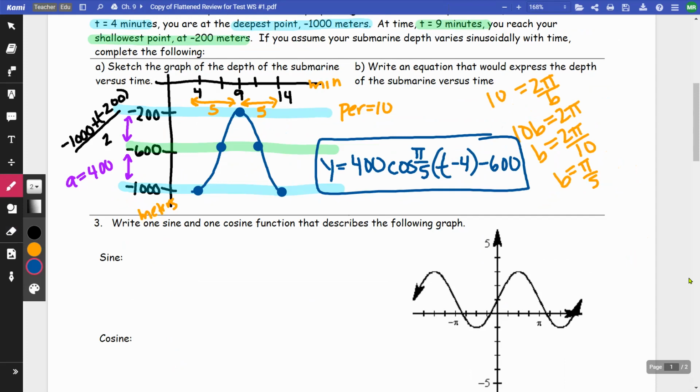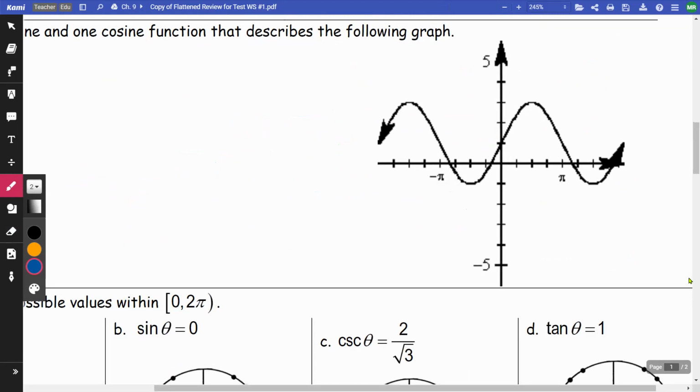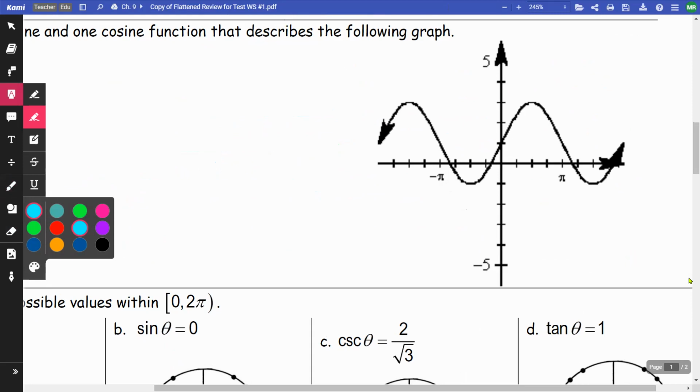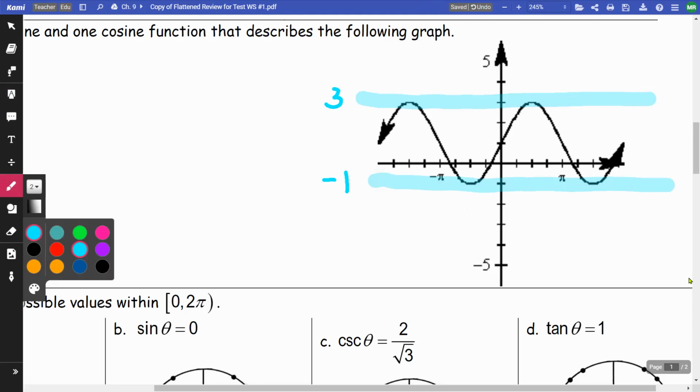On number 3, what they want to do is write one sine and one cosine for the following graph. So what I'm going to do is, first off, look for my highs and lows. My high is right there. My low is right there. And real quick, my high looks like it's at 3, my low is at -1. So if I average those, I'm going to get a 2, and 2 divided by 2 is 1.